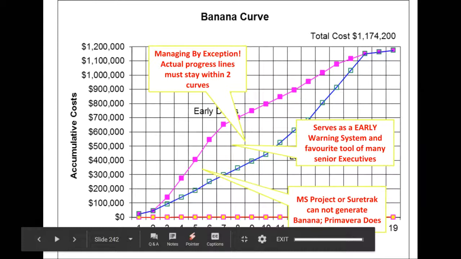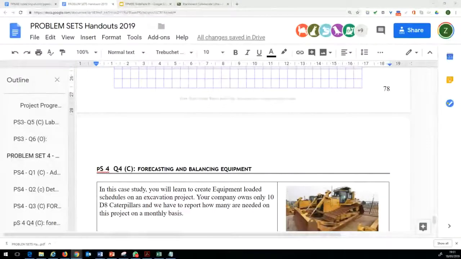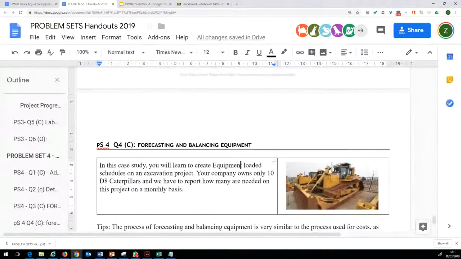Now, there are different tools. Microsoft Project or SureTrack cannot generate banana curves. They can give you a curve based on the early dates and based on the late start dates. Primavera does help you combine both into one piece, but I think there are a lot of updates, so you need to check the software capabilities if you are planning to use management by exception. Right, so that was the theory behind this, and now we move to take this problem to management of equipment.